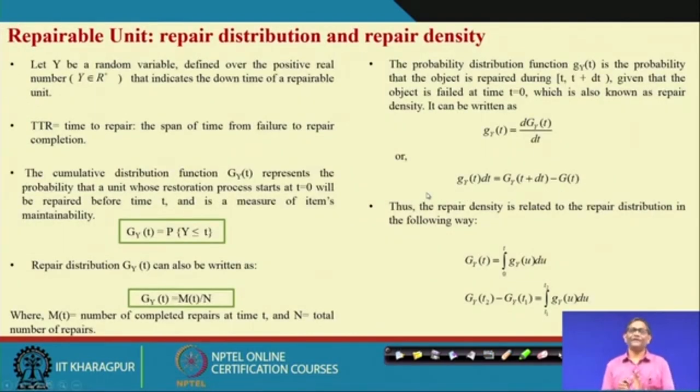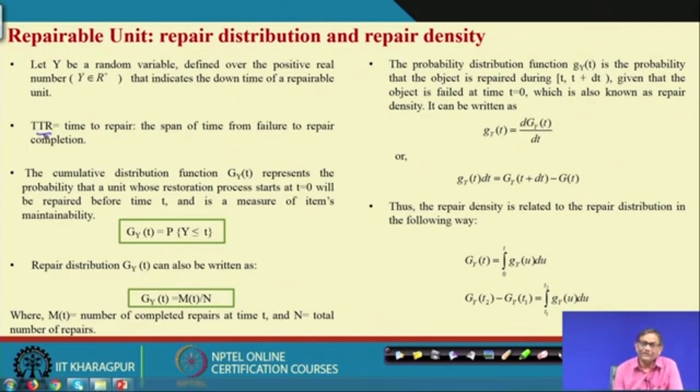So, now let us define formally some of the parameters. As I told you, y is a random variable defined over the positive real numbers that indicates the downtime of a repairable unit. Downtime means the total repair time, that is nothing but the time to repair, the span of time from failure to repair completion. It fails and then starts repairing, and when repair is completed, it will go back to the normal state. That time is TTR.